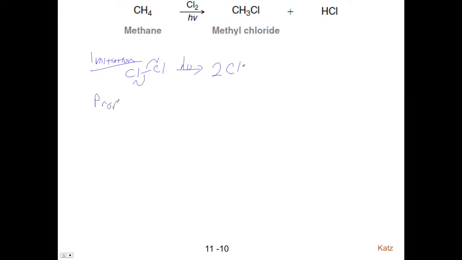Propagation. Take one of your radicals here, chlorine dot, and you treat it with a mole of methane. I'm going to highlight a single hydrogen from that methane. There's that.